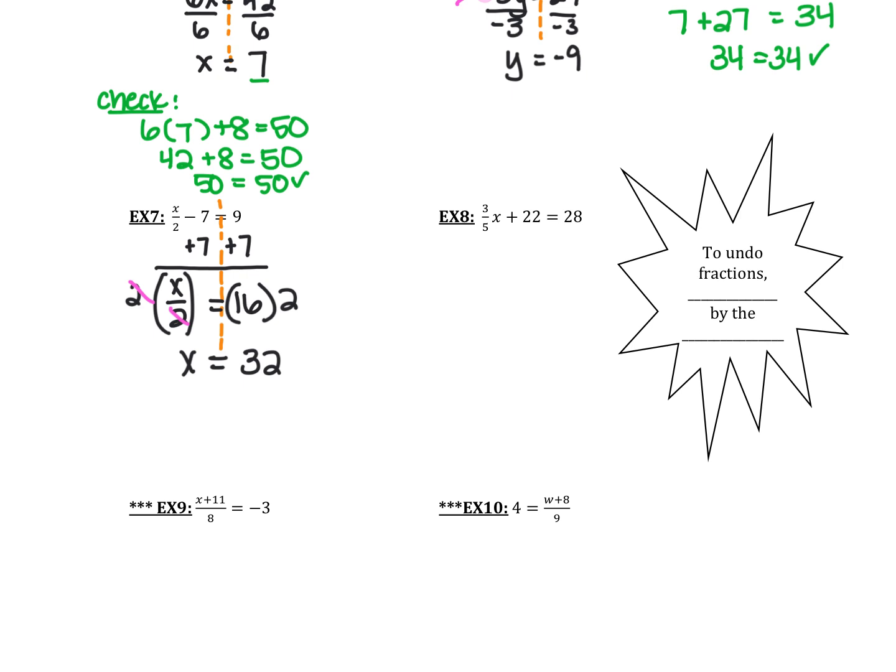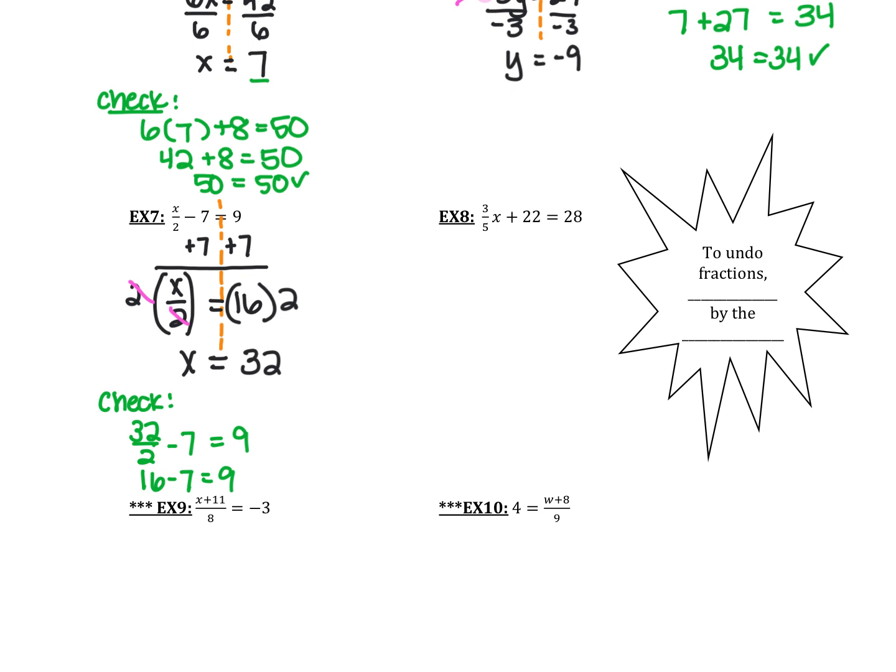Now, if you're not quite sure if you solved this correctly, you're feeling a little bit uncomfortable about that division part, check your work. It's the easiest way that we can do this. So I'm going to check 32 divided by 2 minus 7 equals 9. And I'm going to do the math. 32 divided by 2 is 16. 16 minus 7 is actually 9. So we get the right answer, 9 equals 9.